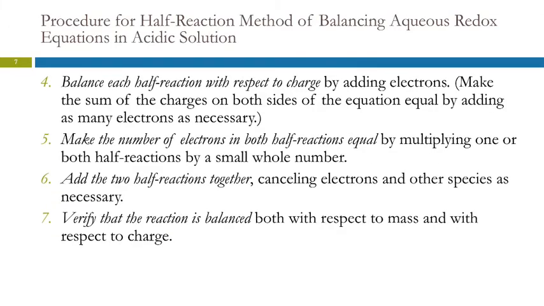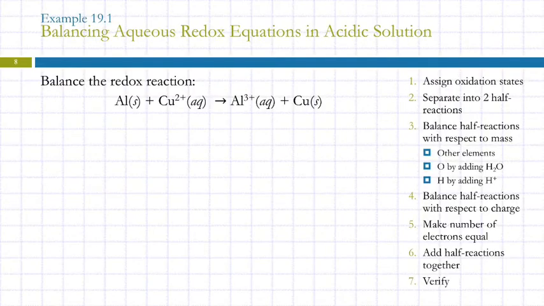Then we balance each half reaction with respect to charge. So we need to make sure that the total charge on each side of the arrow is the same. It's not going to be zero necessarily, but it just needs to be the same. We're going to balance that by adding electrons to whichever side is needed. Electrons have negative charges. Then we're going to make sure that the number of electrons in both of the half reactions is the same number of electrons. And then we're going to add the half reactions together and double check that it's balanced. So start off with a relatively simple one, and here is the short list of the steps.